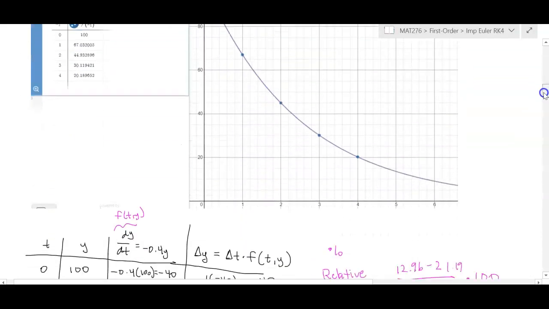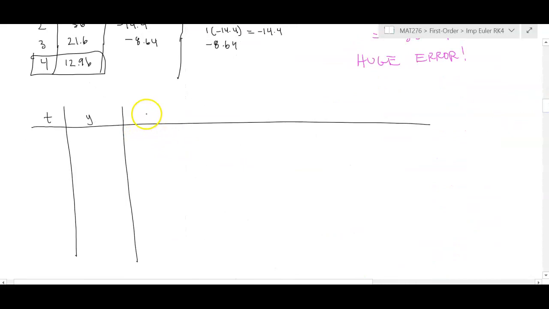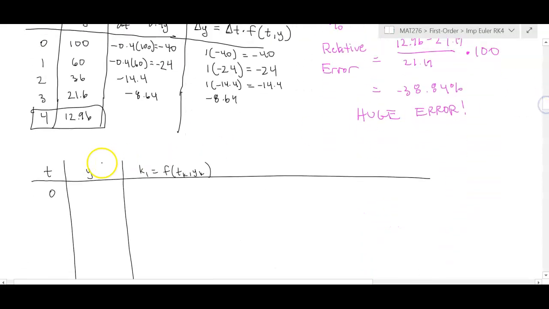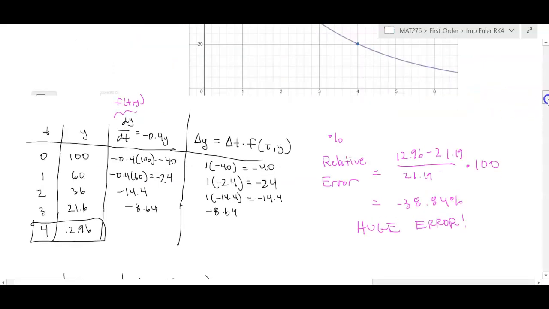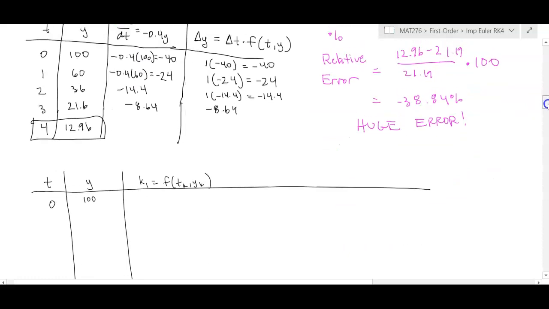So here's what this is going to look like. First of all, we are going to compute k1, which will be f of our current t, y, so t_k, y_k. k just stands for our current position. So at time 0, we know our initial condition is y equals 100, and we know that our differential equation is negative 0.4y.